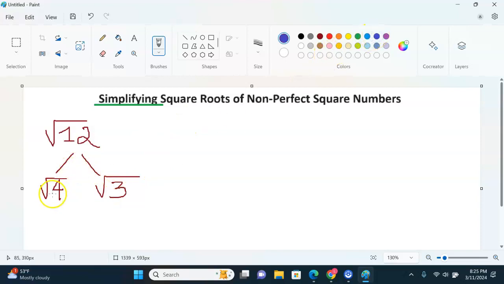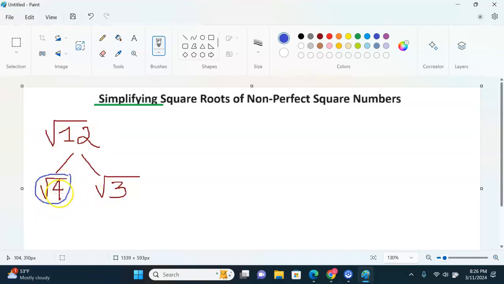Because 4 is a perfect square. So there it is. So when you're trying to break down, when you're trying to simplify a non-perfect square number, try to come up with a pair where one of the numbers is a perfect square.